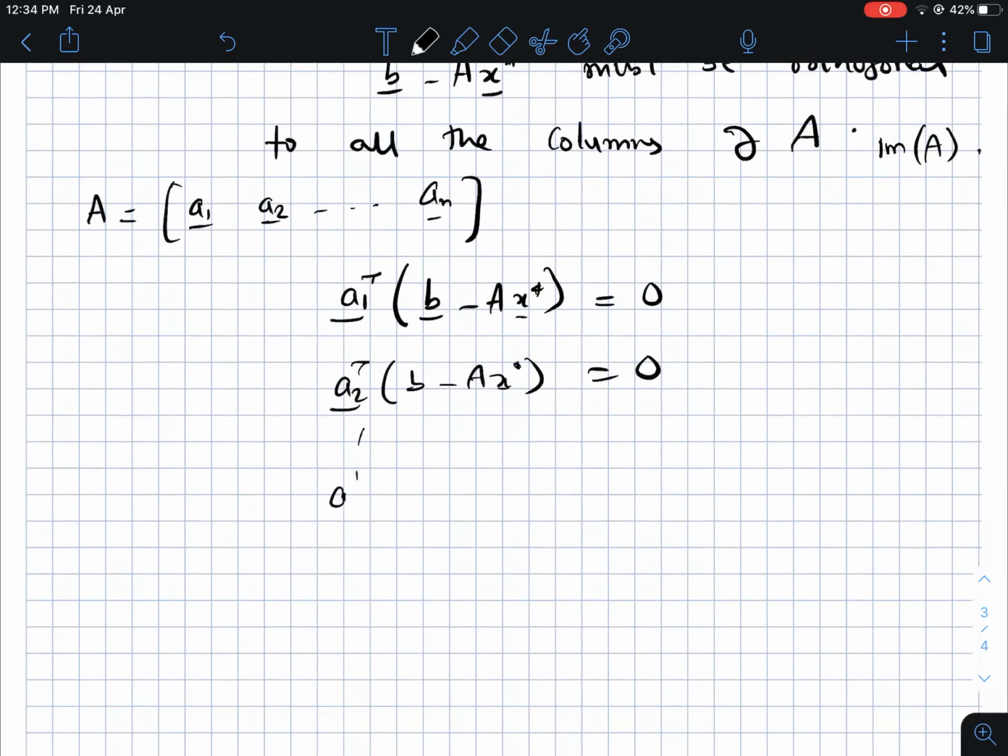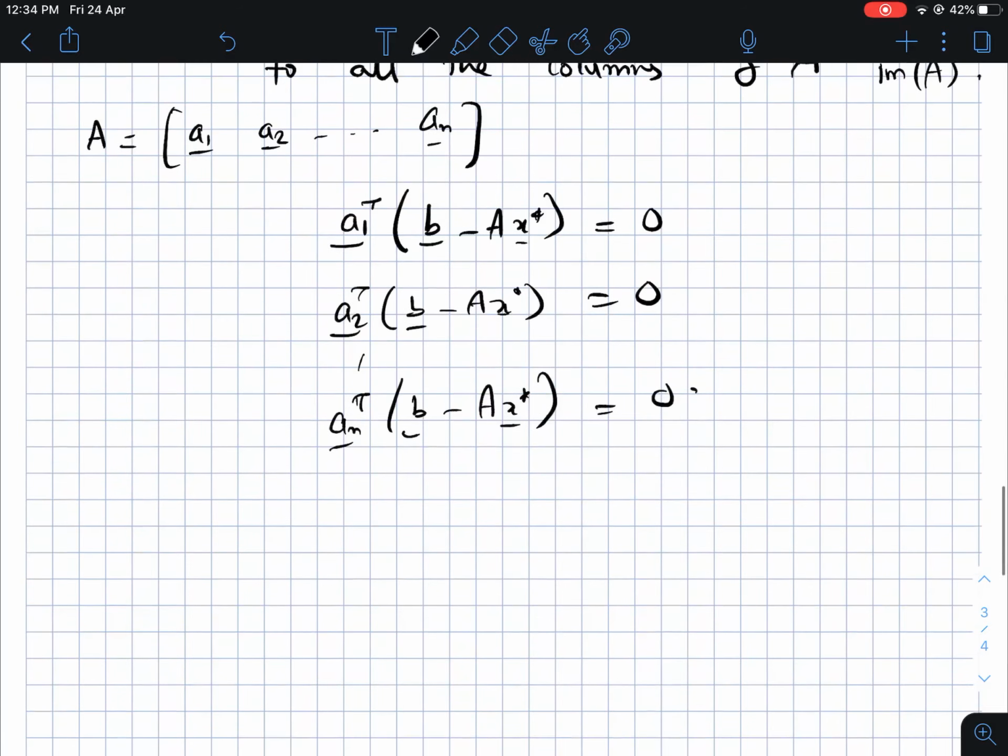Okay, and so on. The inner product with the nth column must also be 0. I'm just writing down what I observed geometrically, right? The inner products must all be 0. Okay. Now once again, this is a set of n equations. Yeah, because they have a1 to an here, right?